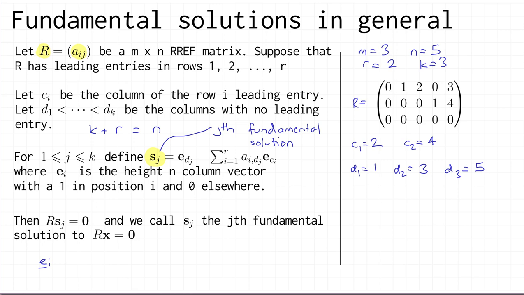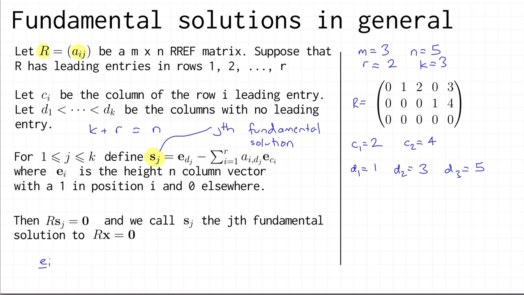So when i equals 1, you get the first entry in that column. When i equals 2, you get the next entry, and so on. When i equals r, you get the rth entry. And then all the entries below that are 0, because R has 0 rows below row r. So that's our expression for the jth fundamental solution. And let's just see what's going on in our example over here.